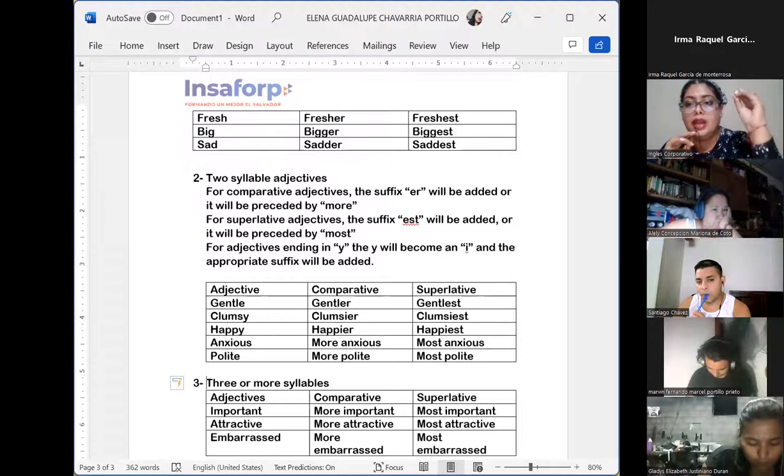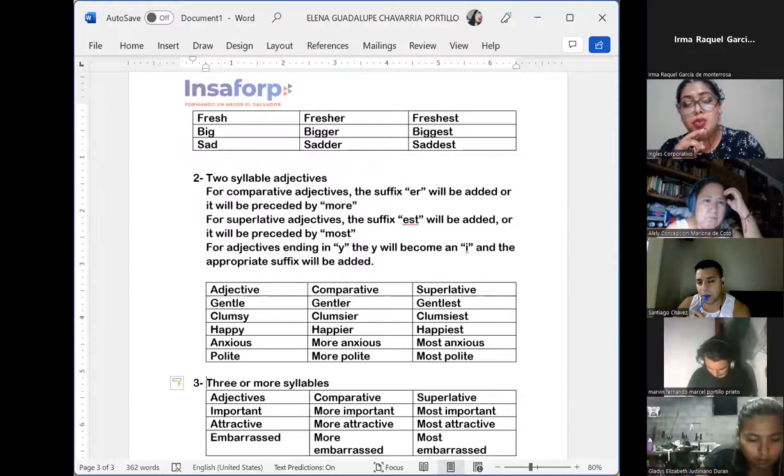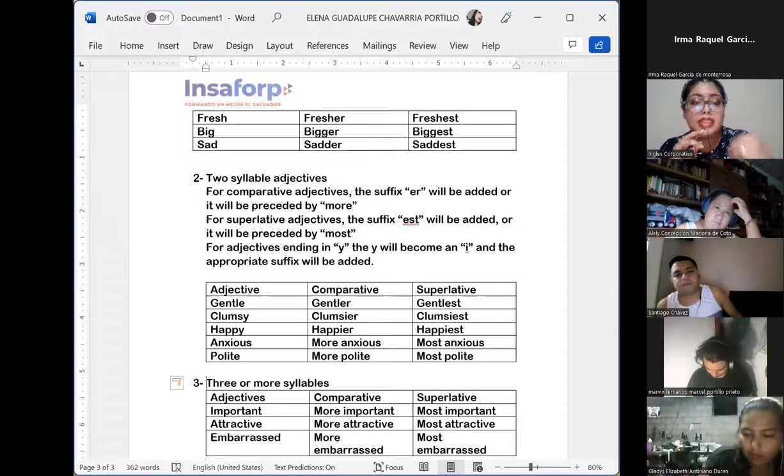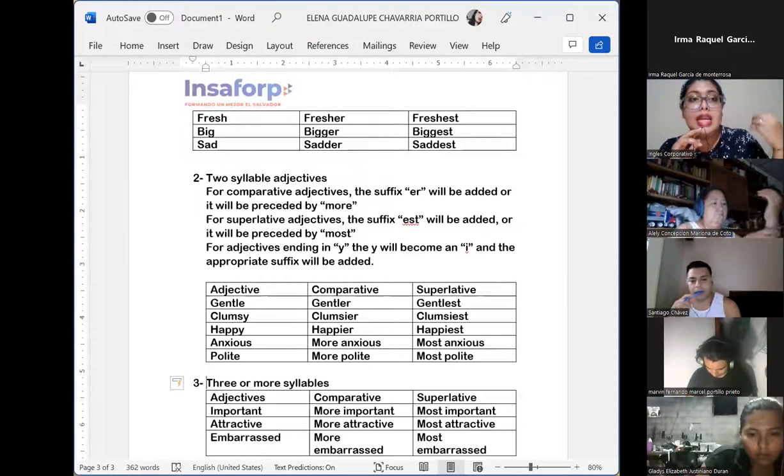We have the regular verbs, in which we just add -ed at the end of the verb, and we have the irregular verbs, in which we change the form of the verb. The same thing happens with adjectives. We have some adjectives that change their form, so for that reason they are irregular adjectives, because they don't remain the same.